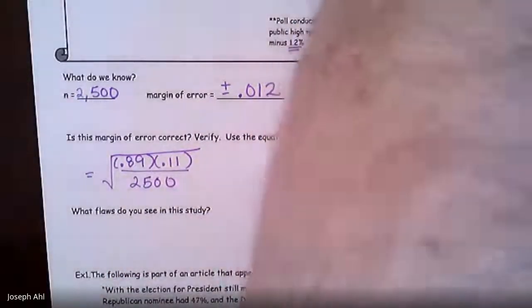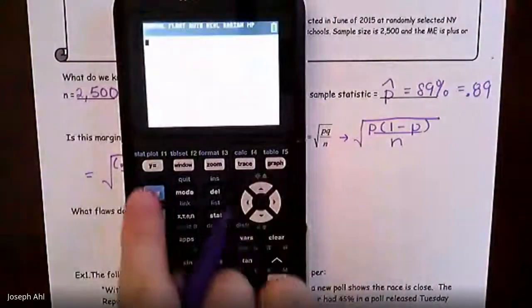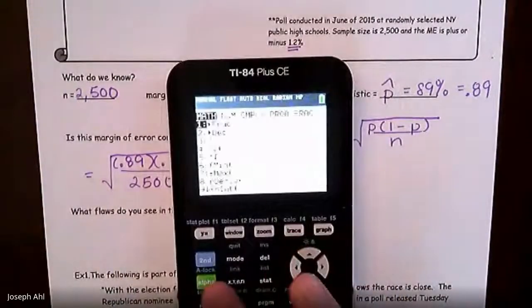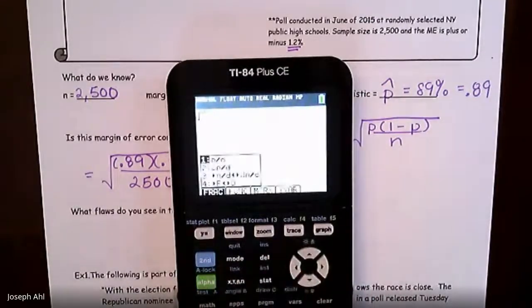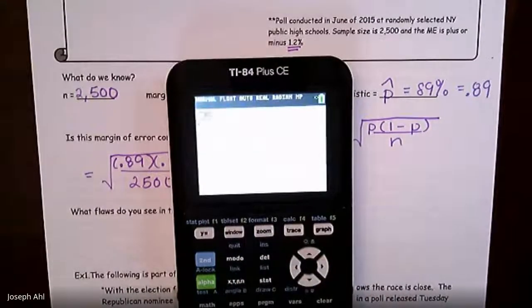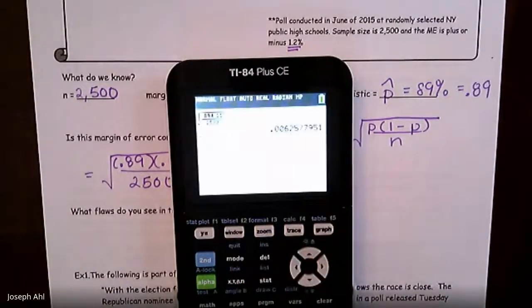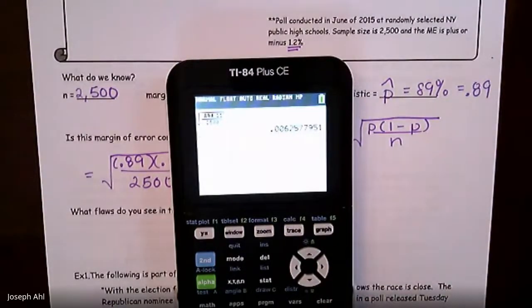So let's see what that comes out to be. So the square root of 0.89 times 0.11 over 2,500. I'm getting that the standard deviation is 0.00626, something like that.